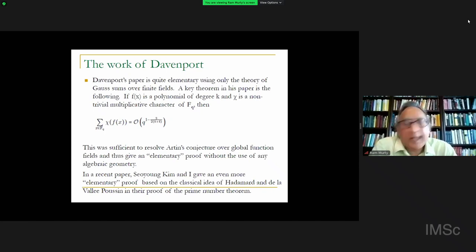Then Hadamard noticed that you could do slightly better than that. You could actually get a tiny zero-free region for the Riemann zeta function, which allows you to produce an error term. My joint work with Shoying shows that if you do the analogous calculation in the function field case, you do get a zero-free region. And that's essentially enough to solve Artin's conjecture in the function field case.